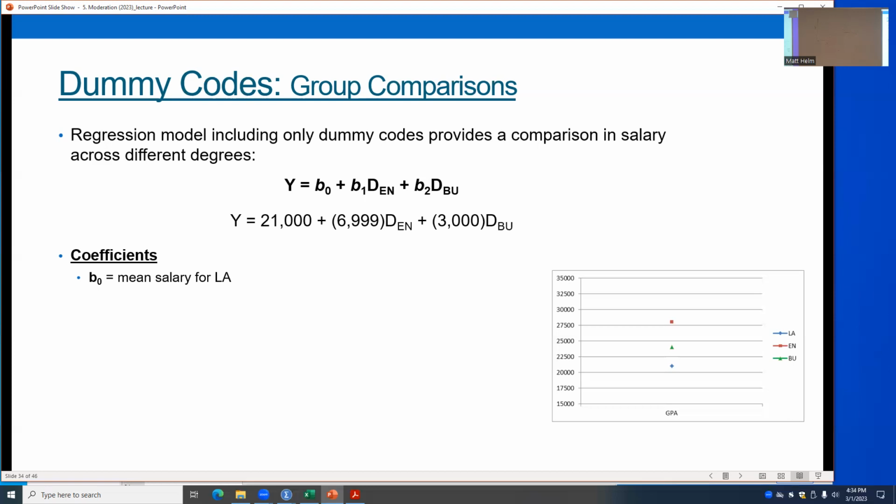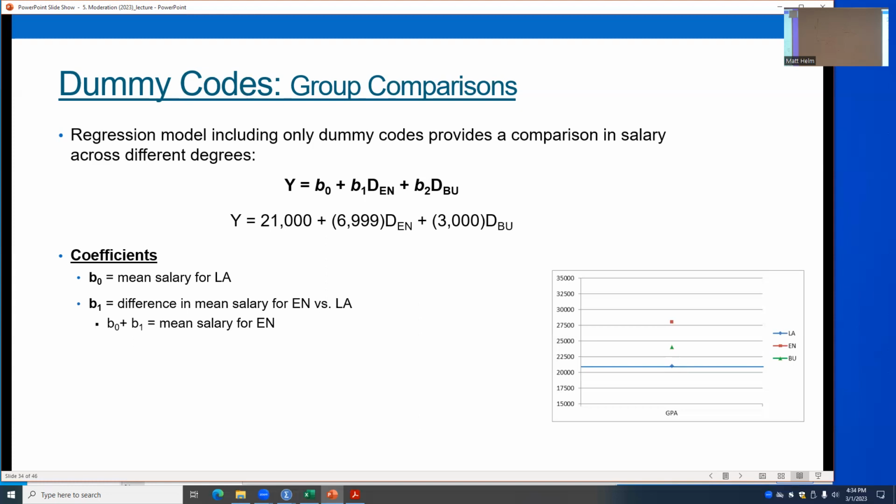So this is why, if I've got 3 categories, I only need 2 dummy variables. Because if a person scores 0 on this one and 0 on this one, who am I talking about? My reference group, right? So here we've got the mean salary for liberal arts.